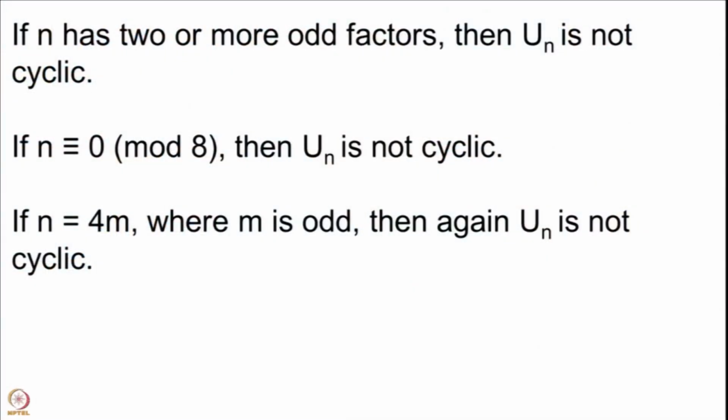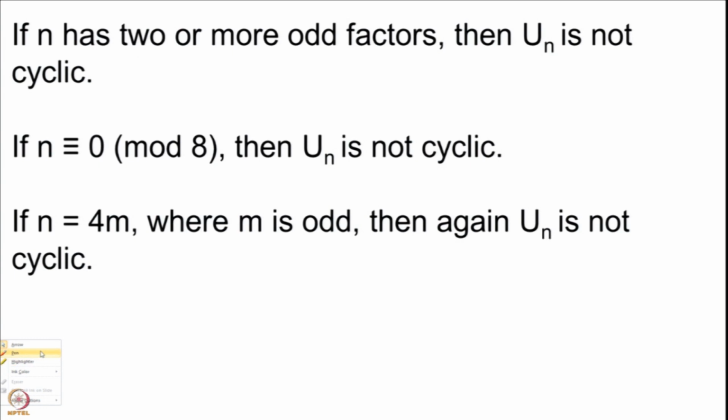This is the last case, n is 4m where m is odd, then again Un is not cyclic. This is because in this case, if you were looking at the square roots modulo n, there is a square root modulo 4, namely 3, the square root of 1, and m being odd will give you at least one more square root, and together with the element 1 you have more than 2 square roots of 1, and so Un is not going to be cyclic.